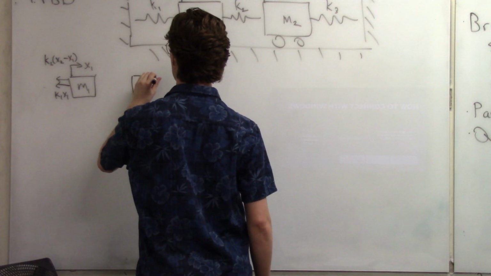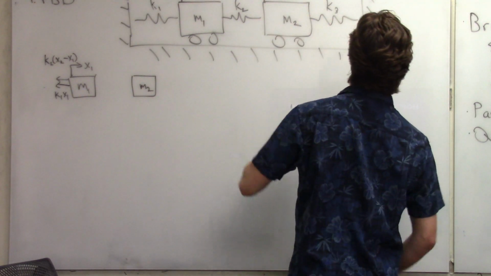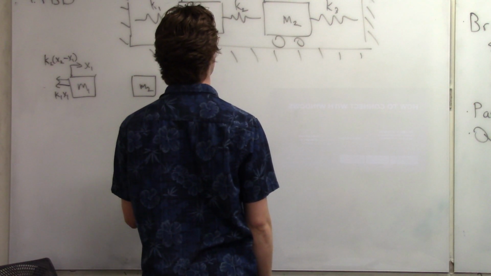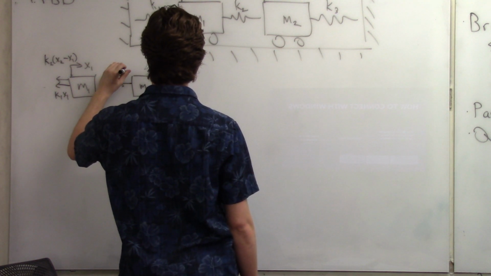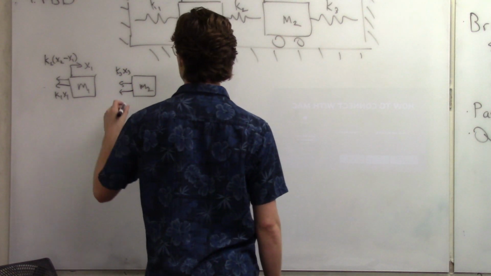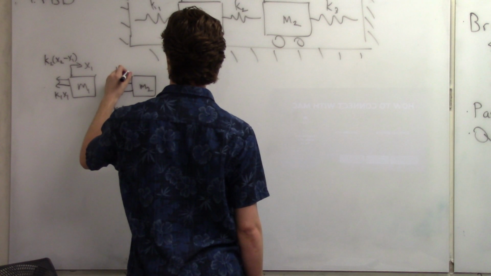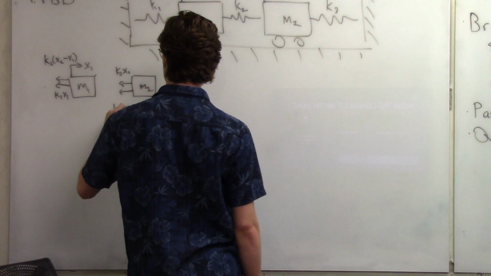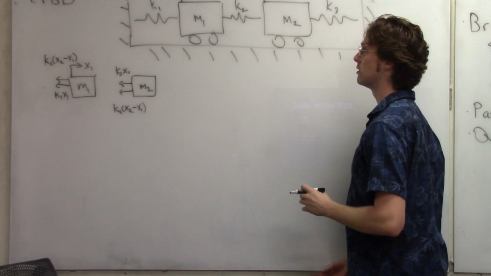And then mass 2, let's see what we have. If I move it to the right, I'm going to get a compression from K3, which is also going to go left. So that'll be K3 x2, and then a K2, x2 minus x1. Alright, so now we have our free body diagrams for each of the two masses.